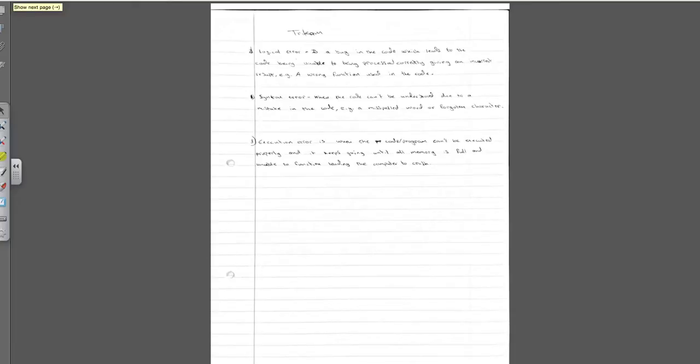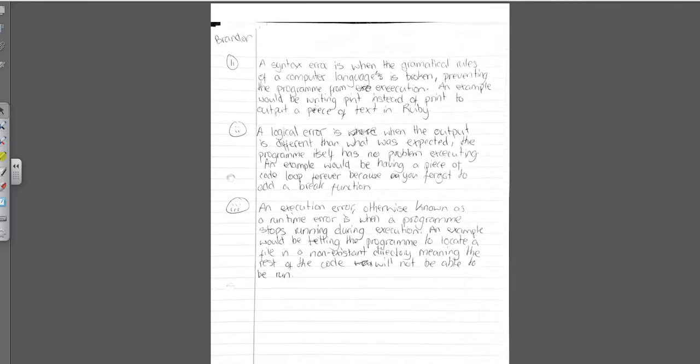Okay, I'll give you 1 out of 9 for that. Please review the other comments. Brandon: syntax error is when the grammatical rules of a computer language are broken, preventing the program from executing. An example would be writing print to output the piece of text.